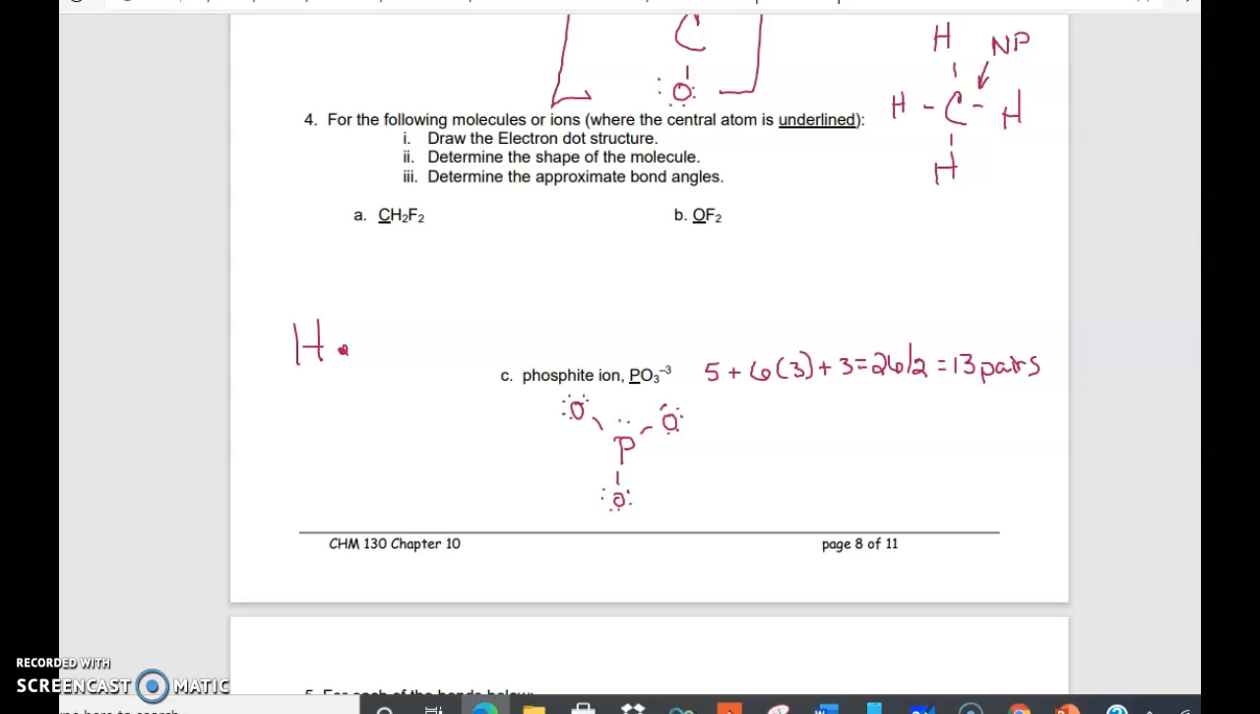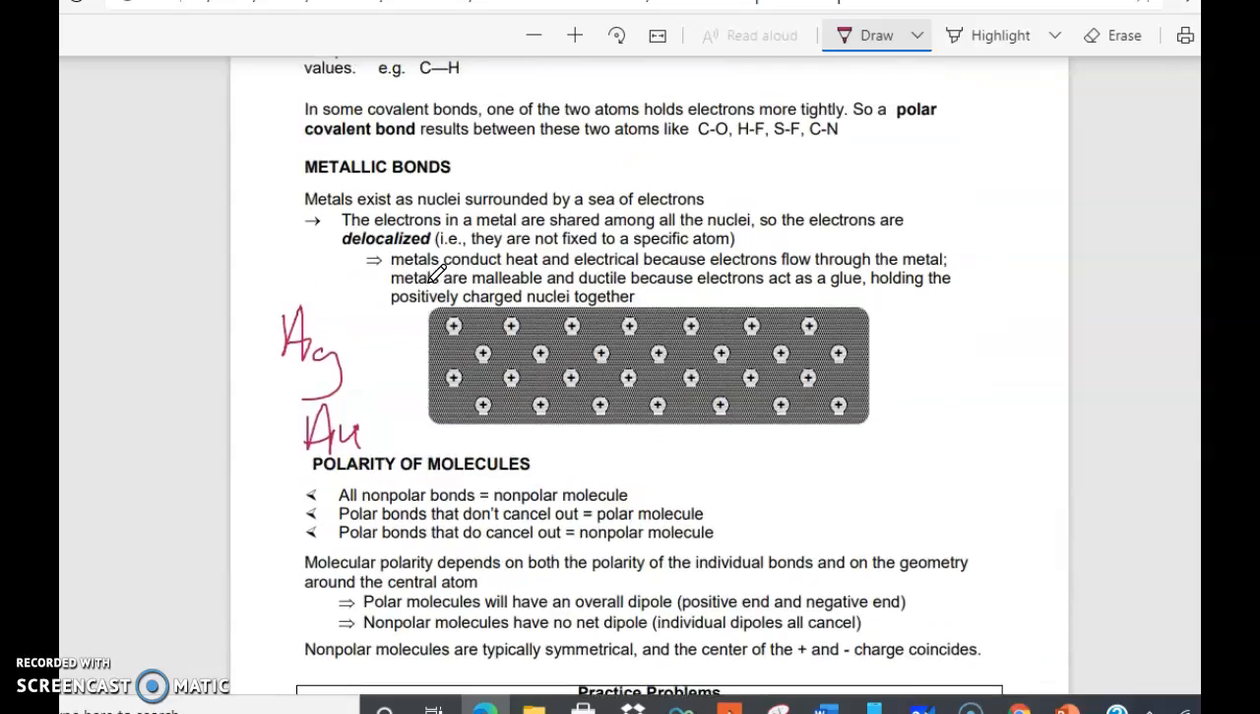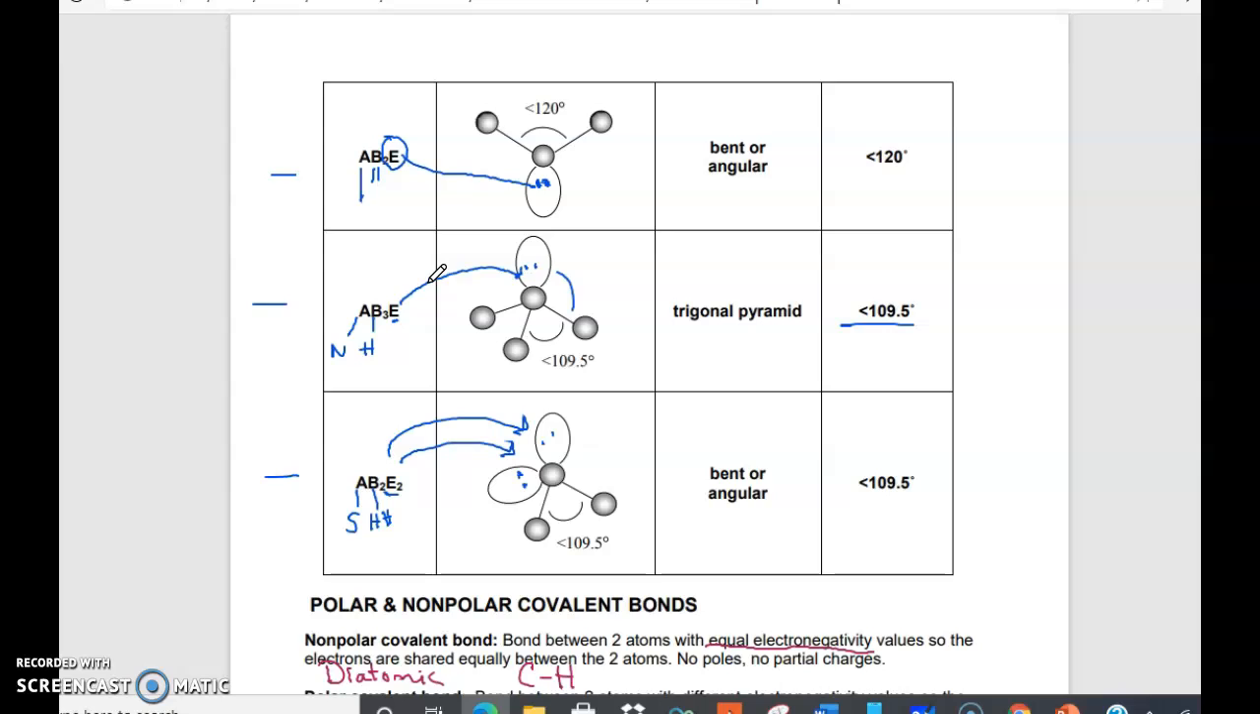So now I'm going to have to go and look at my shape sheet. I have 1 central atom, I have 3 outer atoms, and I have a lone pair of electrons on the central atom. So I'm taking a look at the shape sheet. All right, here we go. 1 central atom, 3 outer atoms, and 1 lone pair on the central atom. So it's trigonal pyramid with a bond angle of less than 109.5.